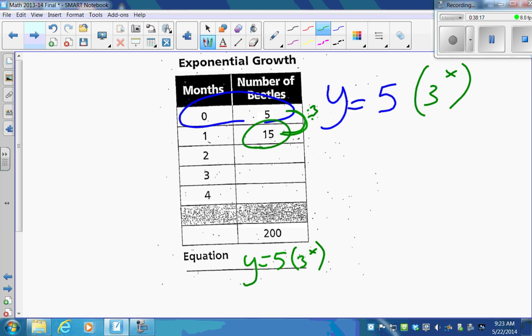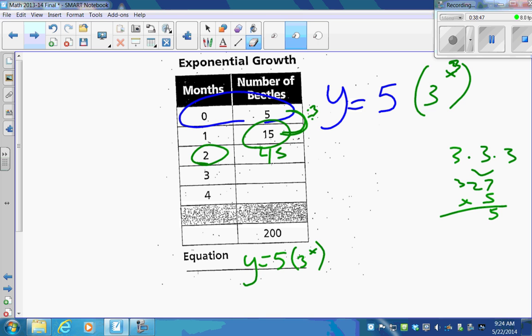Okay? This is my x. So if I put in 2, 3 to the second is 9. 9 times 5 is 45. 3 to the third, 3 times 3 times 3 is 27. 27 times 5, that's 35. That is 185, I believe. Did I do that right? No, I did not. I apologize. That is 2 times 5 is 10 plus 3, that's 135. And then you just finish your graph, just like that. So a lot of multiplication on there.